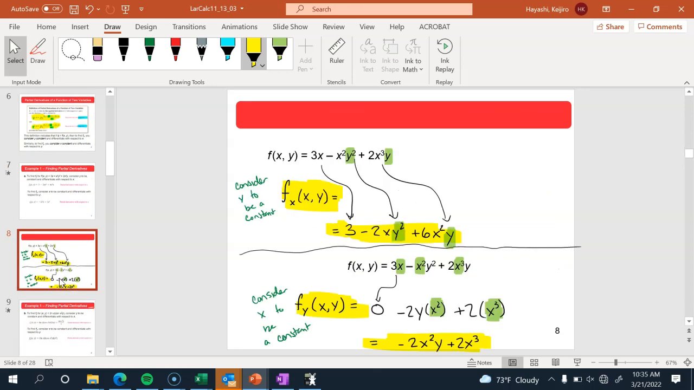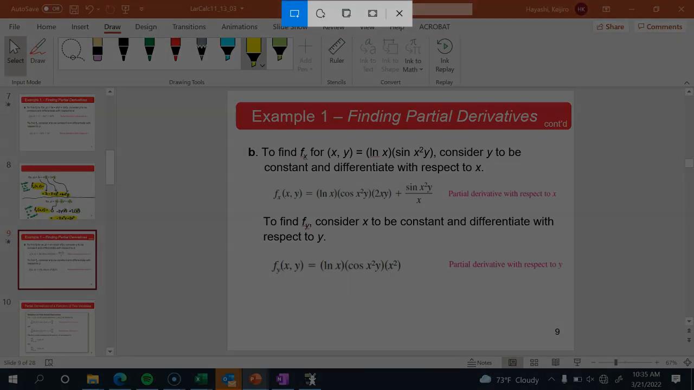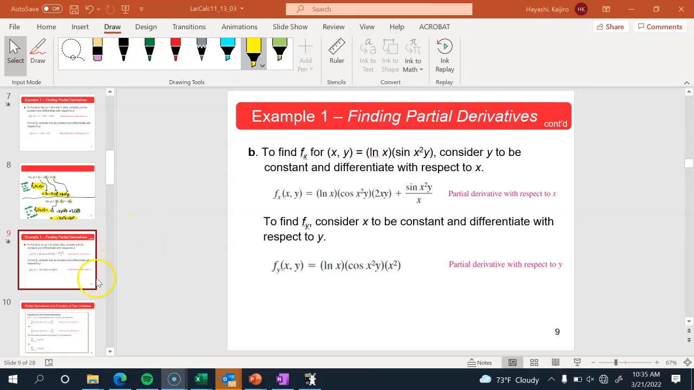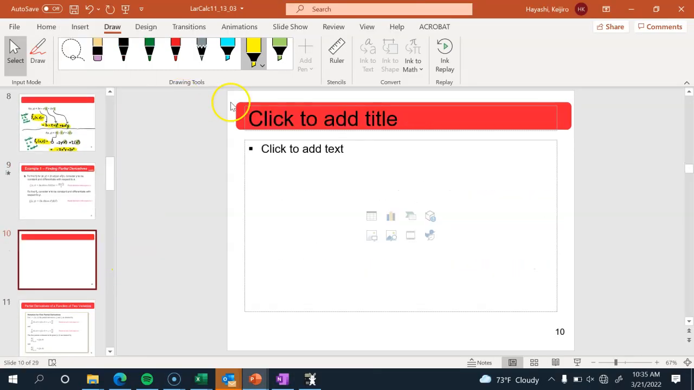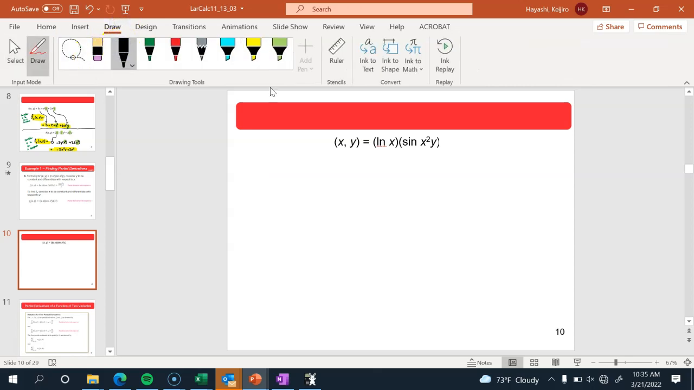Okay. Alright, so those are the 2 partial derivatives that we got. The partial derivative with respect to x and the partial derivative with respect to y. Let's see. I really should say f of x comma y. Alright, there should be an f in front of this.